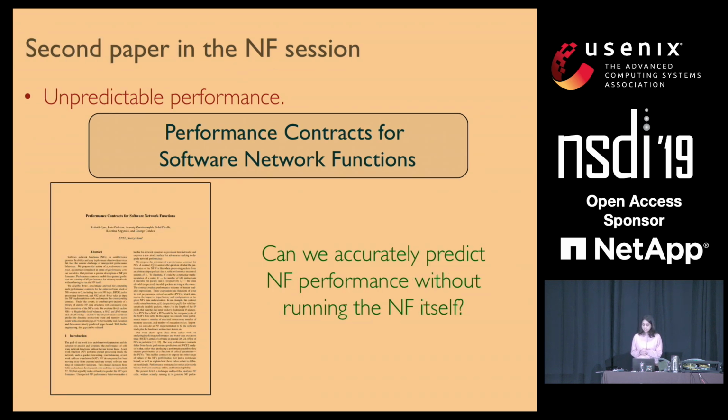The second paper in the NF session is titled Performance Contracts for Software Network Functions, and it aims to accurately predict NF performance without running the NF itself. It draws upon prior work that tries to understand the worst case network function performance and that tries to verify the correctness of NF implementation. So it draws upon these works and builds a framework that can precisely characterize NF performance for arbitrary workloads. This is something that no prior work has done, making it extremely useful.